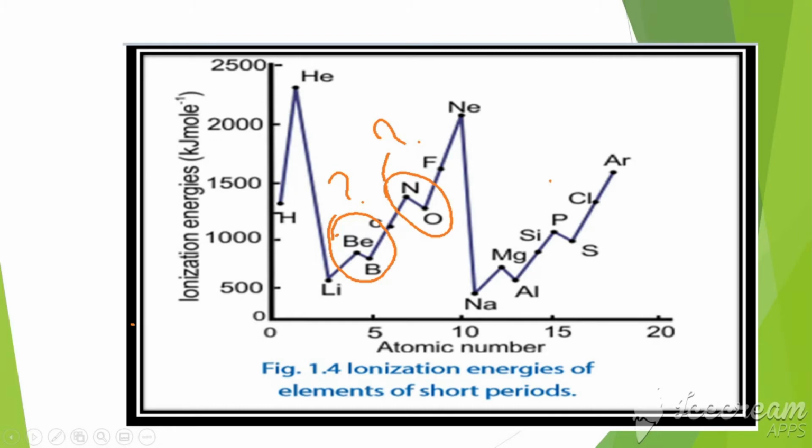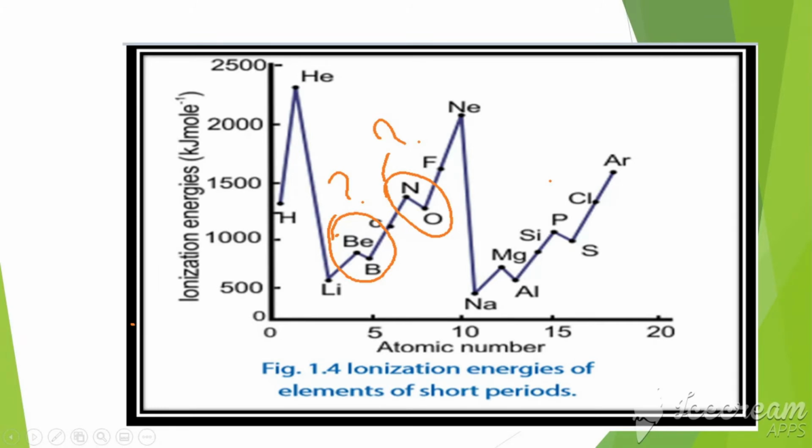So it is easy to remove electron from p orbital, and p orbital is also unstable because it is having incomplete orbital, incomplete subshell.